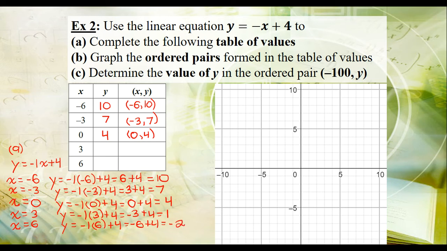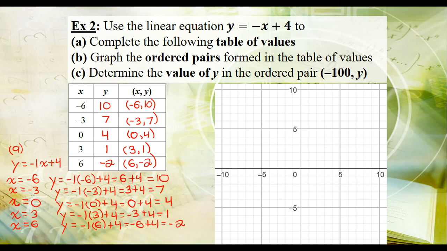So we can fill these points in. So this would be 1. This would be negative 2. So this ordered pair would be 3, comma 1. This ordered pair would be 6, comma negative 2. Okay, that's part A. We have the table of values plugged in. Now part B is we're going to plot all these points on the graph and see if it's a linear relation.